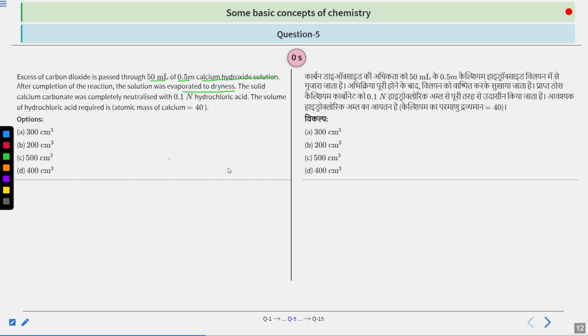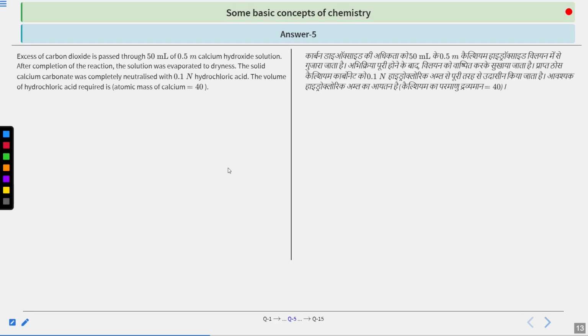Okay. Now, first of all, let us see the solution. For that, we have to understand the question. The question is saying that we are passing this CO2 gas into a calcium hydroxide solution, and we are getting calcium carbonate. Okay, so this is very obvious.